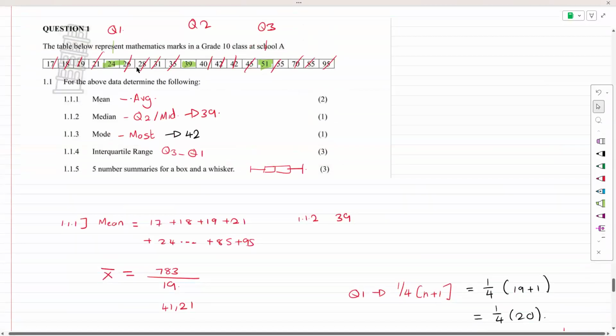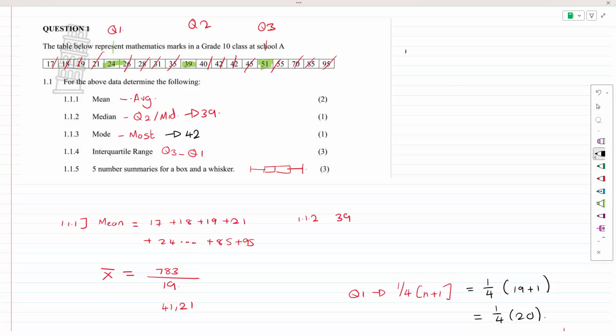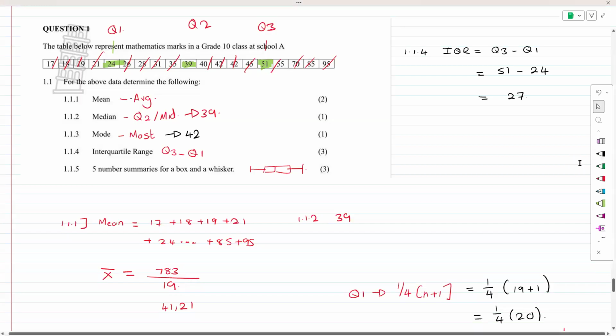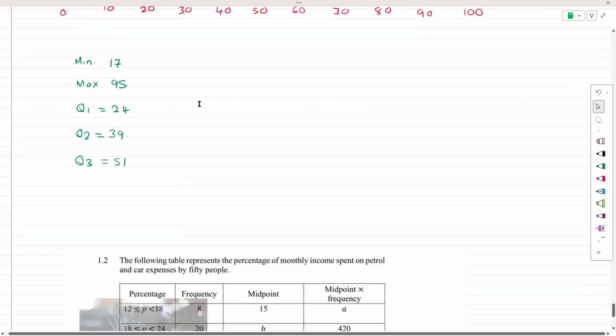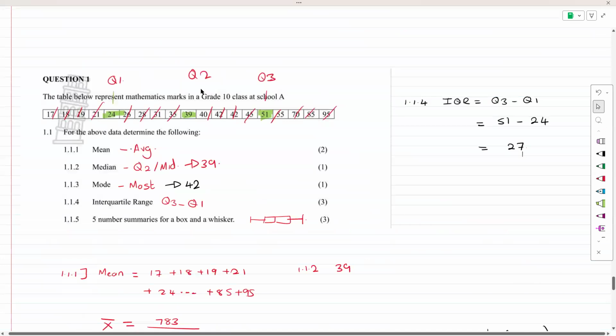The one question we did leave out is 1.1.4, which asked us for the interquartile range, guys. So the interquartile range is equal to Q3 minus Q1, which is equal to 51 minus 24, and the answer is 27. And that's all there is to this question. Generally, this took longer than I would answer it, but that's because I'm trying to explain every part. But stats needs to be done at a faster pace, guys. We need to always double check and then come back.